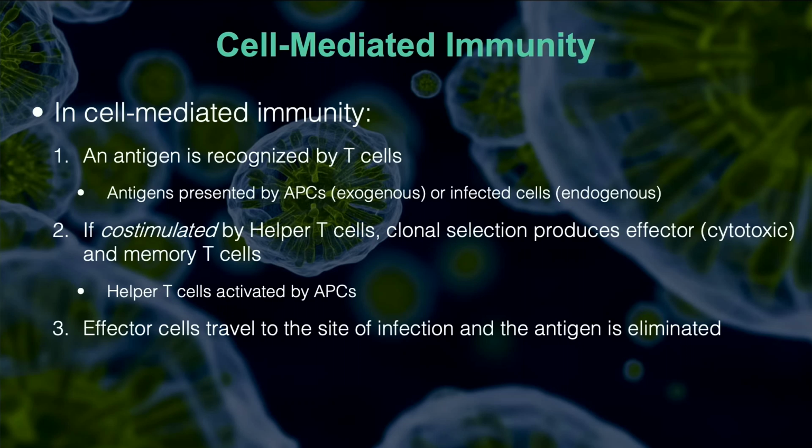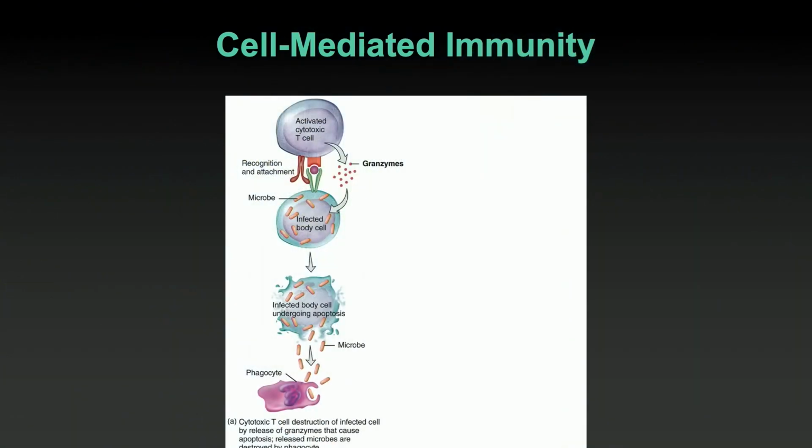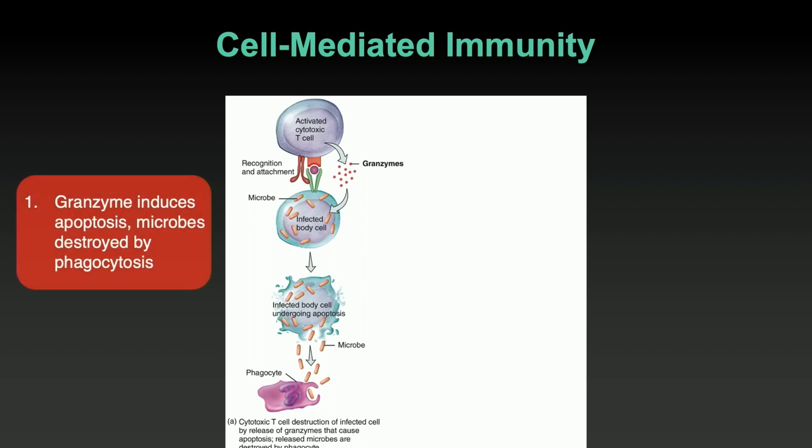So T cells are induced. They are co-stimulated by helper T cells. They travel to the site of infection. And they destroy the antigen as follows. So the first kind of cell targeting or cell destruction is through the actions of granzyme. Granzyme is a special protein that induces cell death, that induces apoptosis. That's the fancy science word for cell death.